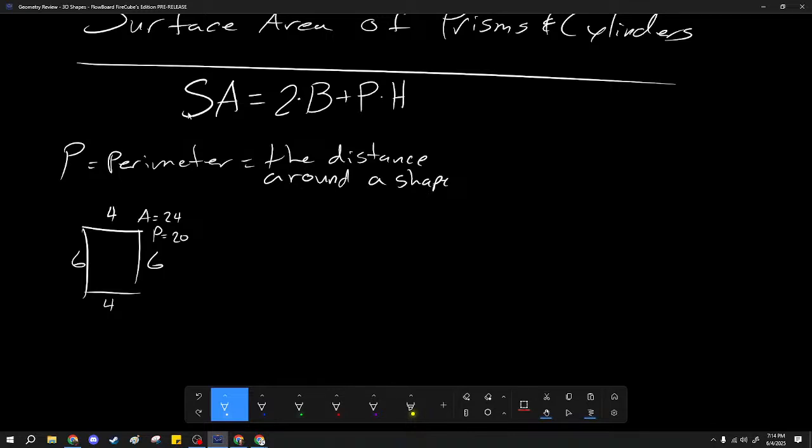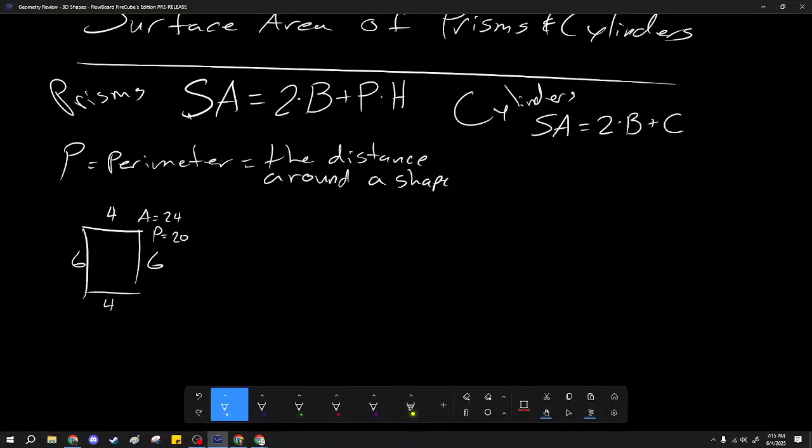I'm going to write, this is for prisms, and I'm going to write for cylinders here. They're going to look different, but they follow essentially the same rule. So surface area for a cylinder is 2 times the area of the base plus the circumference times the height. I'm hesitant to write it this way, but it might make you remember, because B plus CH looks like a funny word. So C equals circumference.